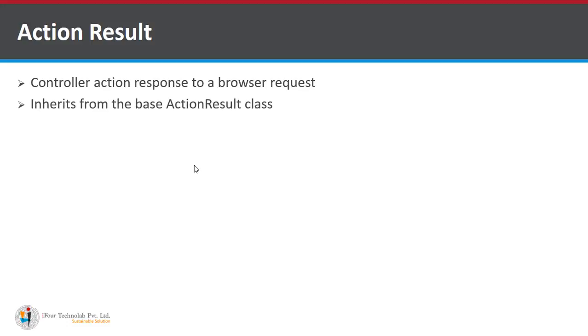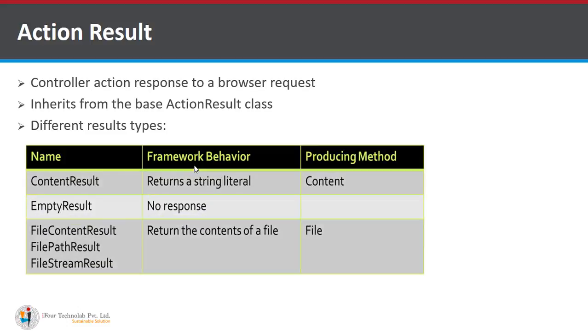Now next one is action result. So what is an action result? ActionResult is an abstract class. A controller action responds to a browser request, and it inherits from the base ActionResult class. There are different types of results. Here you can see ContentResult. The framework behavior is that it returns a string literal, and the method is Content.